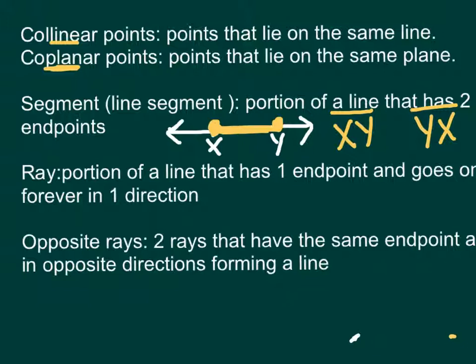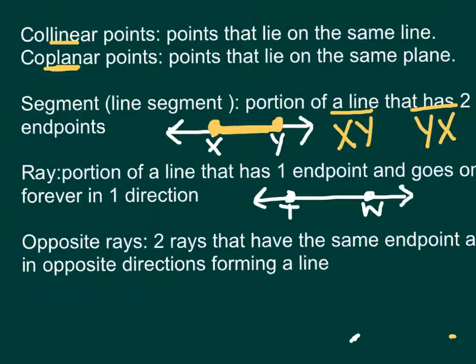Ray is another new term that we have, and I always think of a sun ray, a ray coming from the sun, because this has one endpoint and it goes forever in one direction. So again, it's a piece of a line, but we only have one endpoint this time, so we are going to go forever in one direction. Okay, so here's our line. Let's do this one, TW.